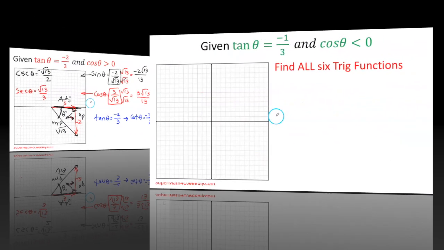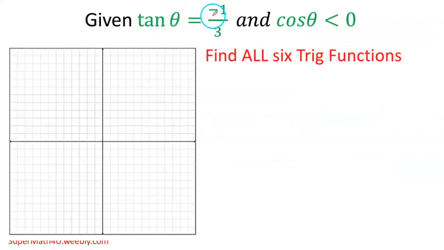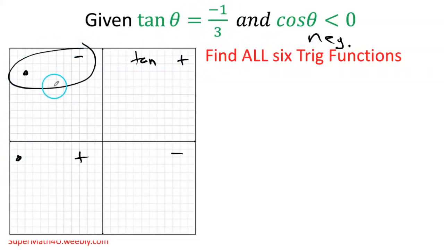Let's try another one. Now, they're giving me the tangent. Again, it is negative as well, but now the cosine is negative, right? Less than 0 means this is negative. That's what it means. So tangent is positive here, negative here. So positive here, negative there, positive here, negative there. That's for the tangent. But now I know that the cosine, which is the x, is negative here and is negative here. Right? So I'm looking for tangent negative and cosine negative. So I'm in Q2. So that's what I'm working on.